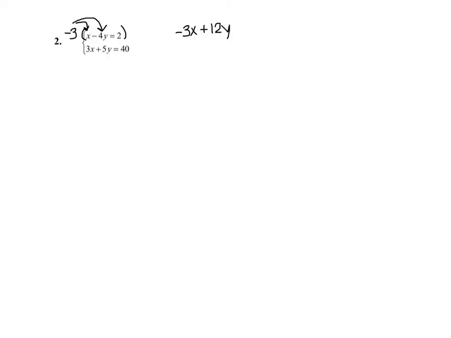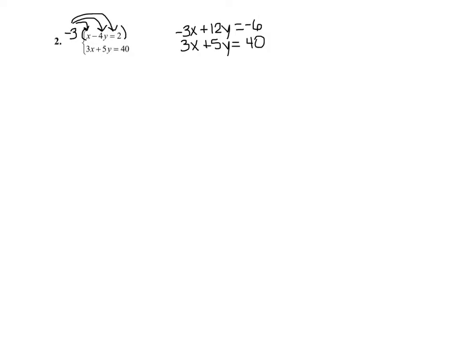3 times 4 is 12. And then a negative 3 times a positive 2 equals negative 6. Now we want to rewrite our second equation, which is 3x plus 5y equals 40. Notice that we now have a negative 3x and a positive 3x, so they undo each other. We can cancel them out to find the variable.